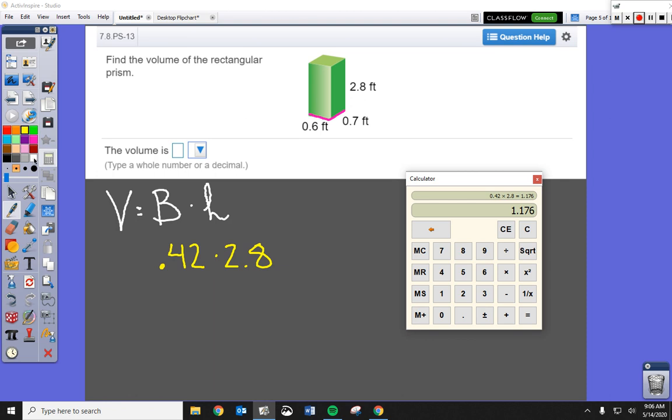1.176. So I have an answer of volume equals 1 and 176 thousandths square feet. Or cubic feet, excuse me.